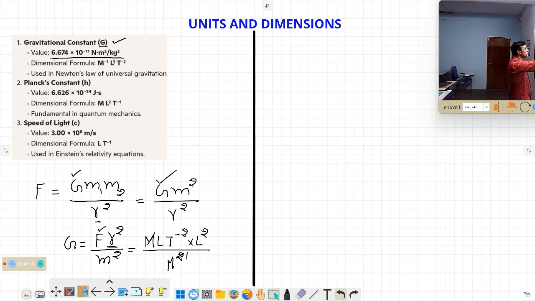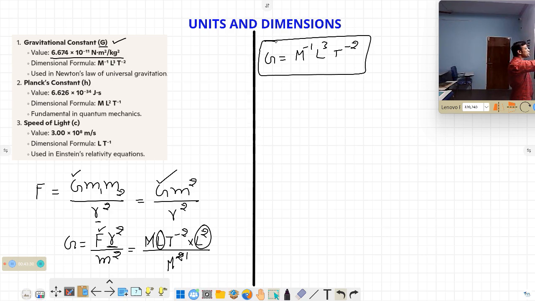Remaining, if you write the dimension formula for the universal gravitation constant, m in the denominator becomes m minus 1 when moved upwards. Here L is there, and L square is there, so L into L square becomes L cube, and T power minus 2. So the dimension formula is M minus 1 L cube T minus 2. This is one of the physical quantities which has a constant value and also has a dimension formula with a negative mass power. Compared to all the physical quantities, this is one which has the power of mass raised by negative. This is one of the most important facts you have to remember.